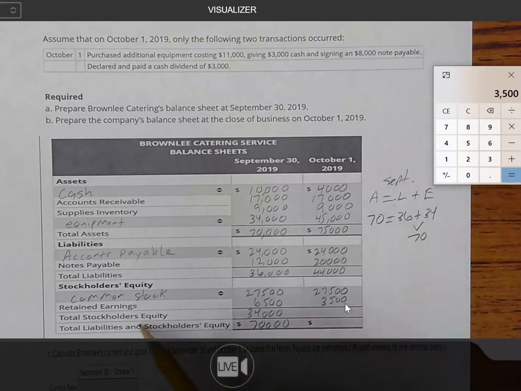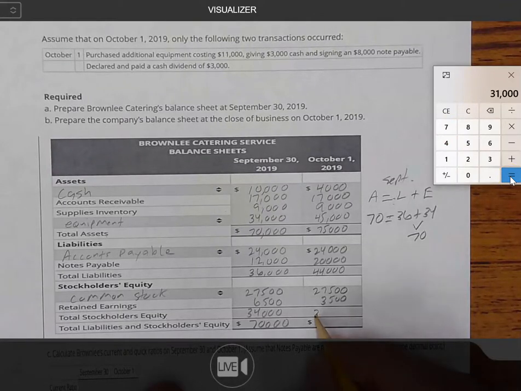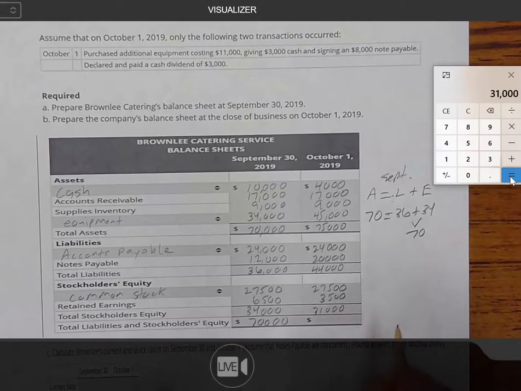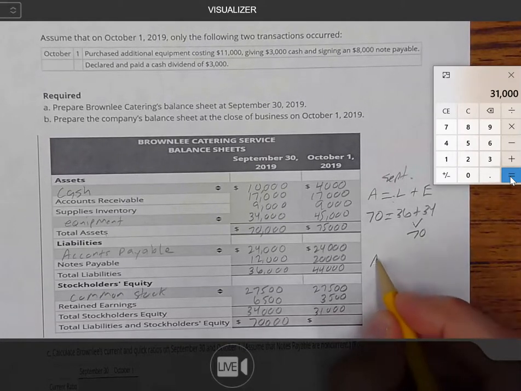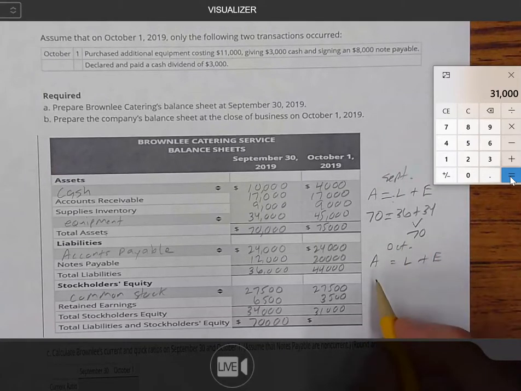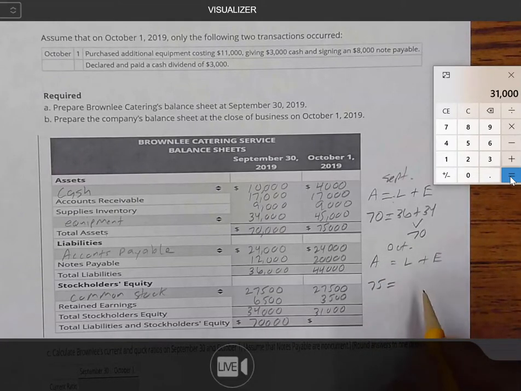And then they want to know total stockholders' equity. I've got the 3,500 on the calculator already. I'm going to add back the common stock of 27.5, giving us $31,000. Okay, and so if we apply the accounting equation again for October, we would have 75,000 equals 44,000 plus 31,000, and this is in fact 75,000.